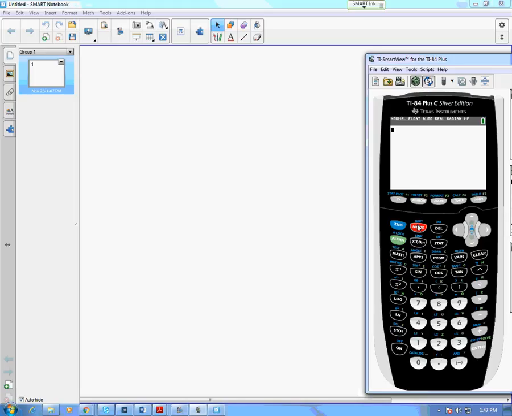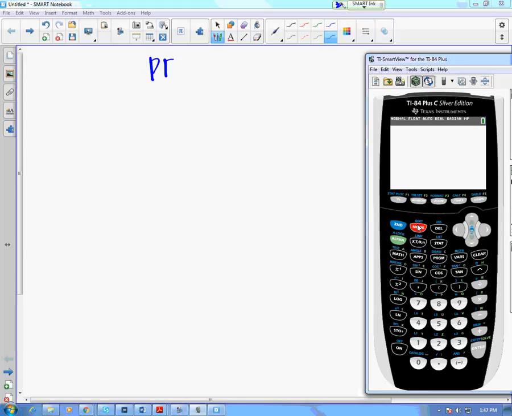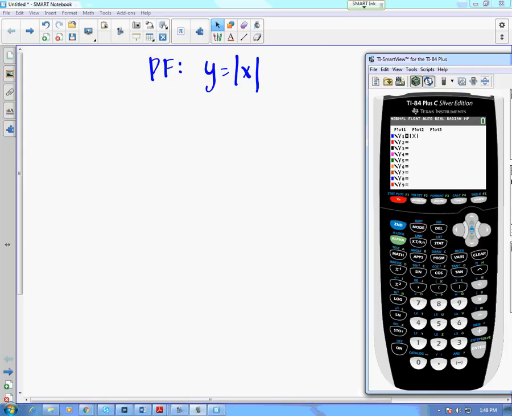So this is what we're trying to graph: the parent function y equals absolute value x. So you need a calculator? You can wait or use the model. Okay, I'm going to put the function into the calculator. Y equals. Now, some of you are frustrated because where in the world is the absolute value sign? So let's erase what's there so we can learn where to find it. So that's clear.